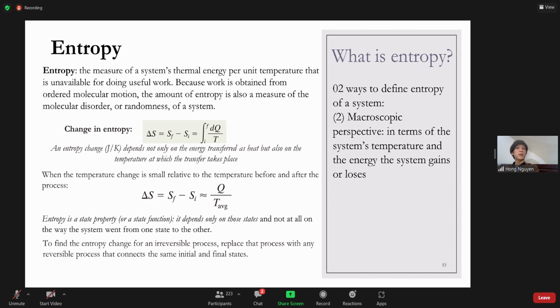There's one way for us to find the entropy change for an irreversible process: we replace the irreversible process with any reversible process that connects the same initial and final states. Since we accept that entropy is a state function, it depends only on the initial and the final states. Then to find the entropy change, we can replace an irreversible process with a reversible process that has the same initial and final state.